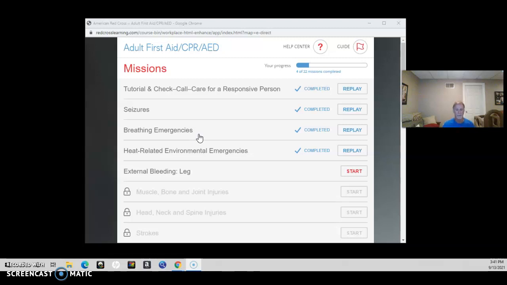Seizures will be first. When we think about a seizure, a lot of times you're thinking about a person reacting. It might hit their head. They might be flailing on the floor, those types of scenarios. So let's look and see what we would do. Here we go.